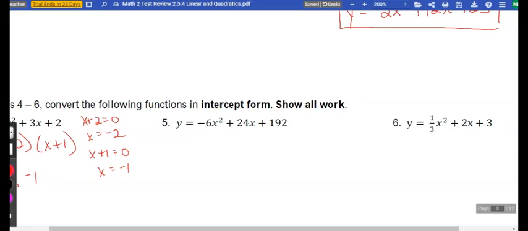Okay, the next one, we need to write this in factored form. I know that -6 will divide into all of these, and I would really like to get just the x squared by itself. So I'm going to take out a -6 first. Plus 4x. Sorry, that should be minus 4x because I'm dividing by negative. So minus 4x minus, and this is a 32. So now I can factor the part that's in parentheses. It's a lot easier to do.